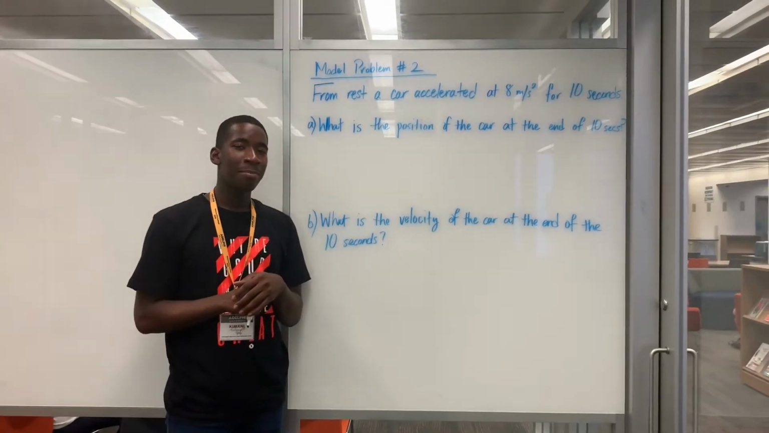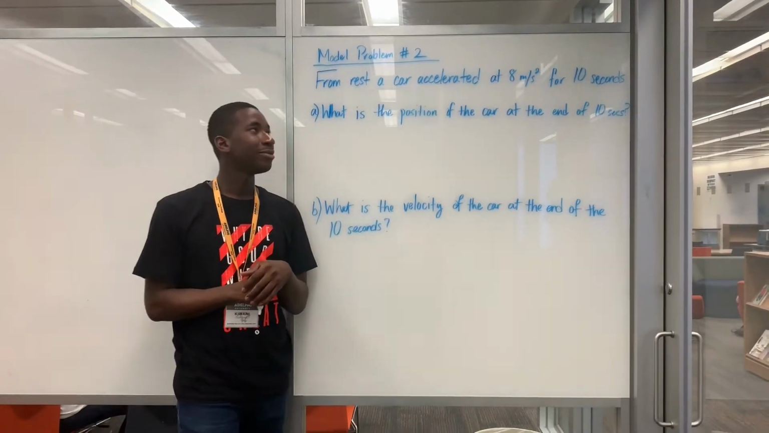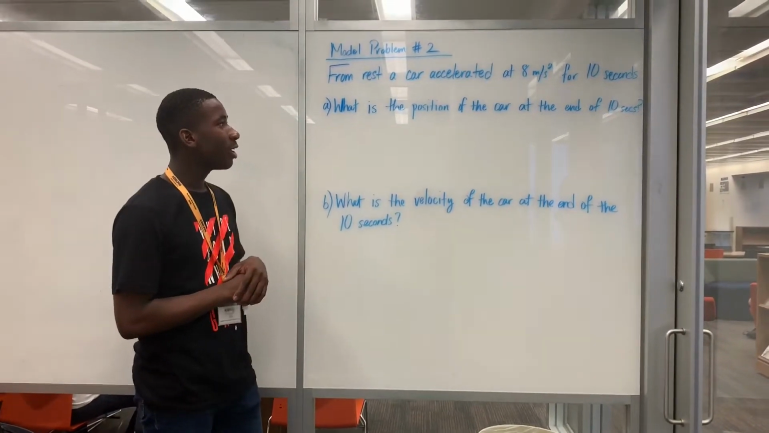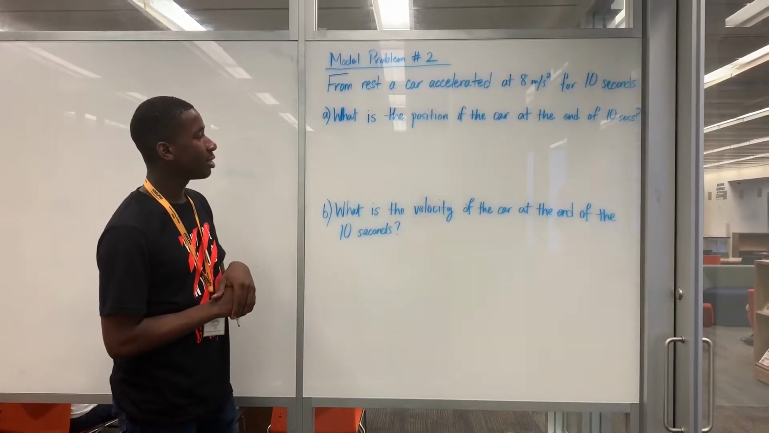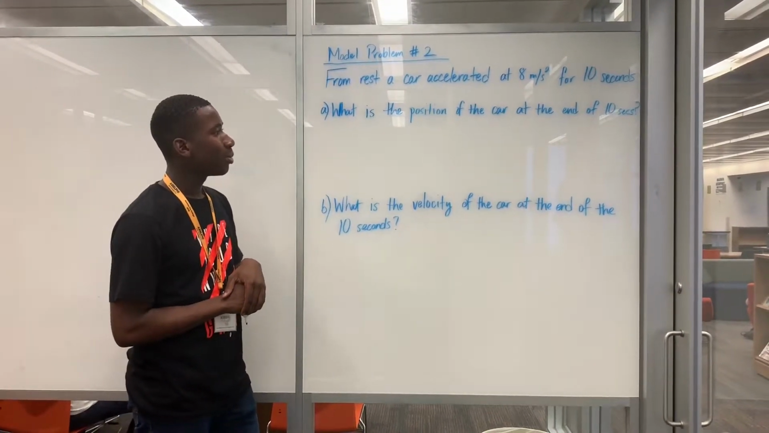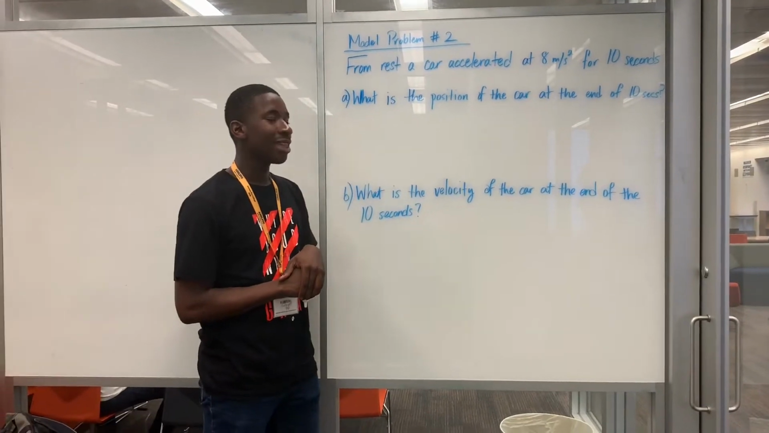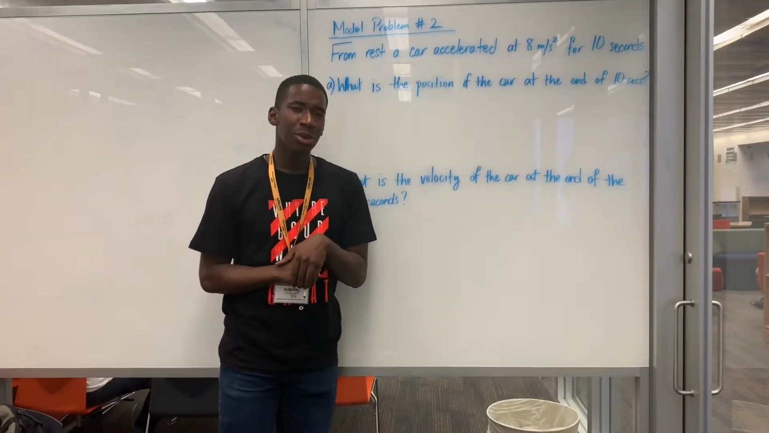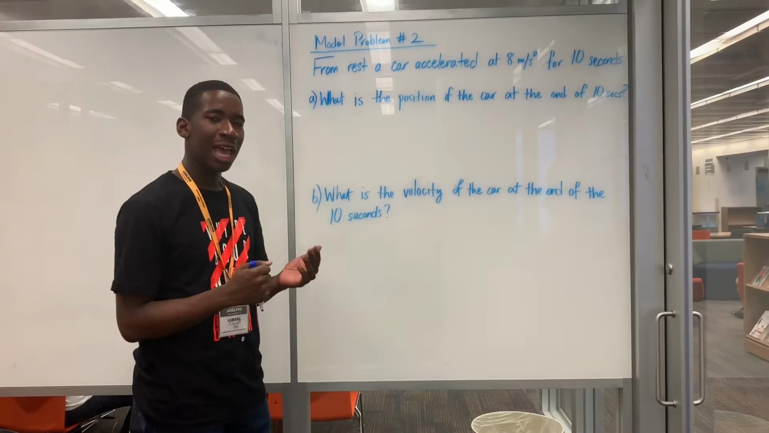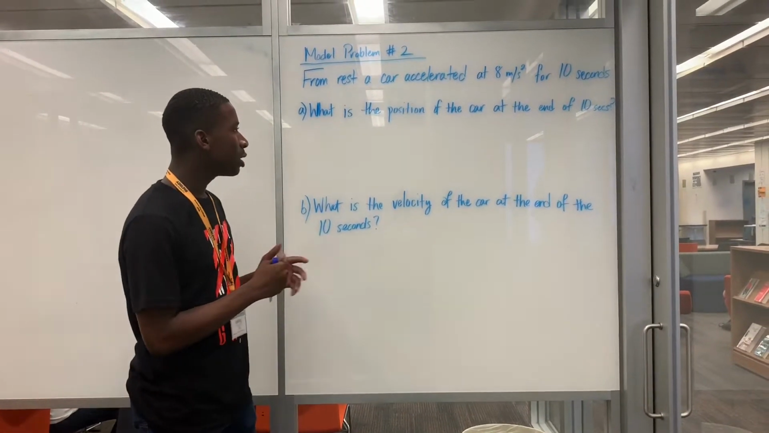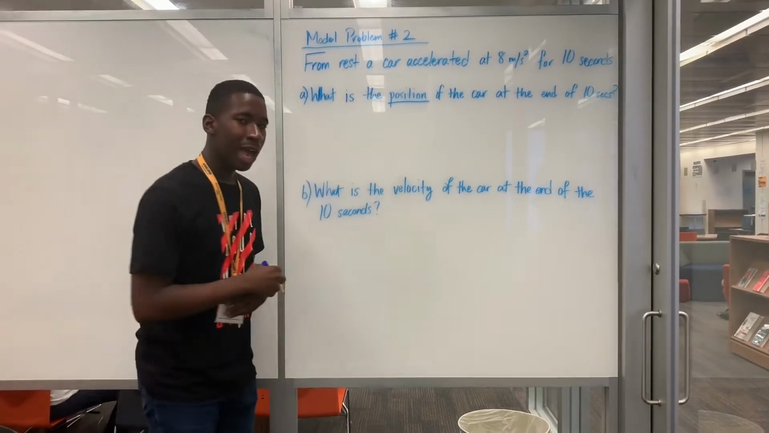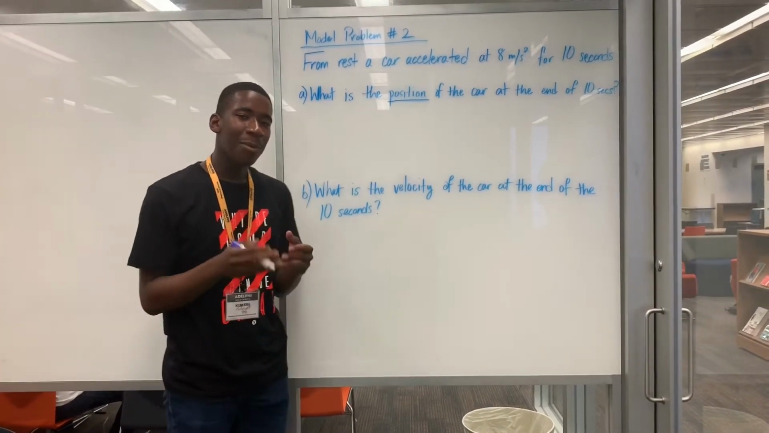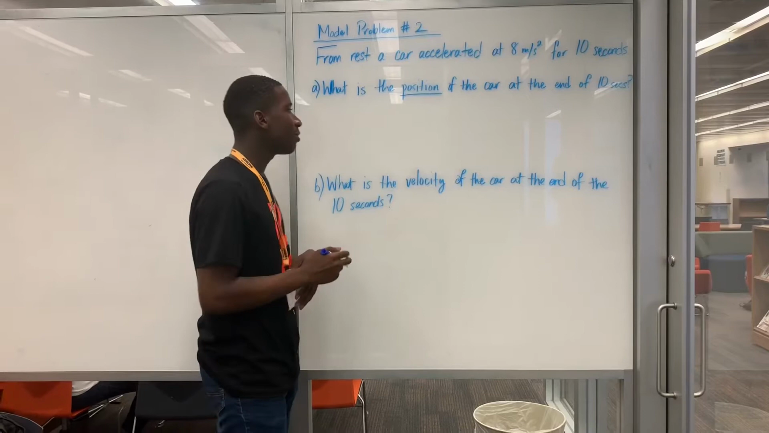Now let's try model problem number 2. From rest, a car accelerated at 8 meters per second squared for 10 seconds. A, what is the position of the car at the end of the 10 seconds? So first, I'm gonna look at what this question is asking for. It says, what is the position? From the vocabulary, I know they're asking me to find out how much distance this car traveled.